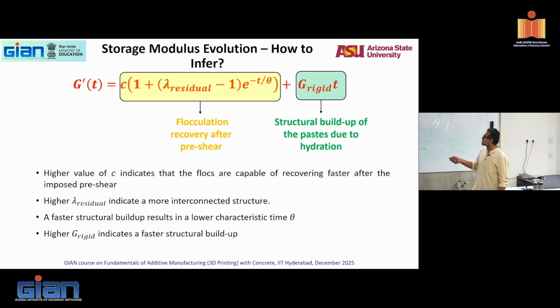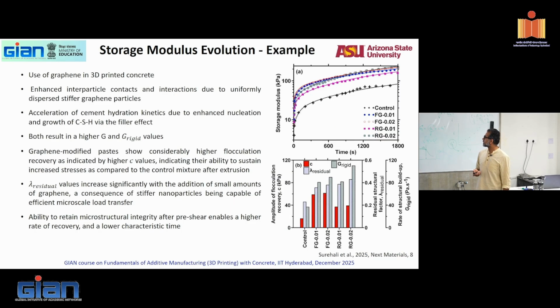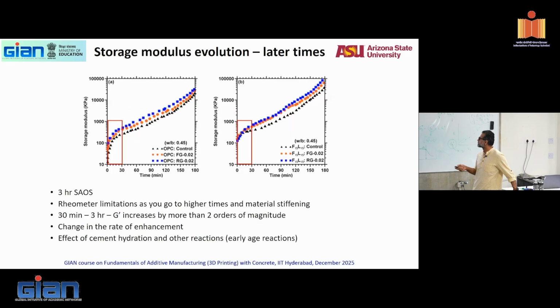Again, flocculation recovery after pre-shear, structural buildup due to hydration. So a higher value of C means flocs are capable of recovering faster after imposed pre-shear. A higher lambda value indicates a more interconnected structure. Faster buildup results in lower theta. A higher value of G indicates a faster structural buildup due to hydration. So all of this, again, acts as indicators as to how your structure builds up. Here is another example of storage modulus buildup, all the values that you see.